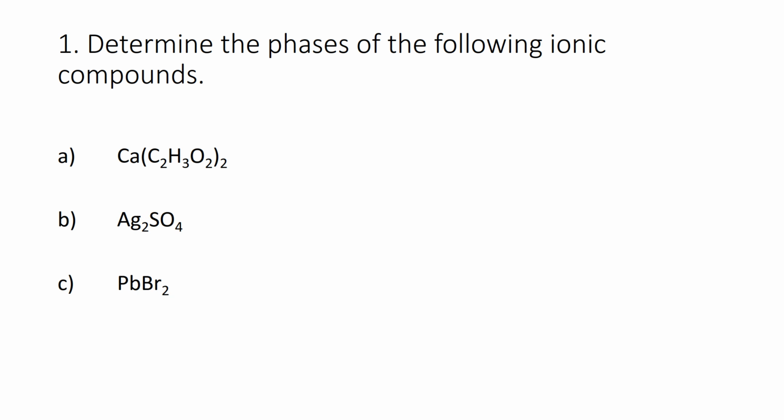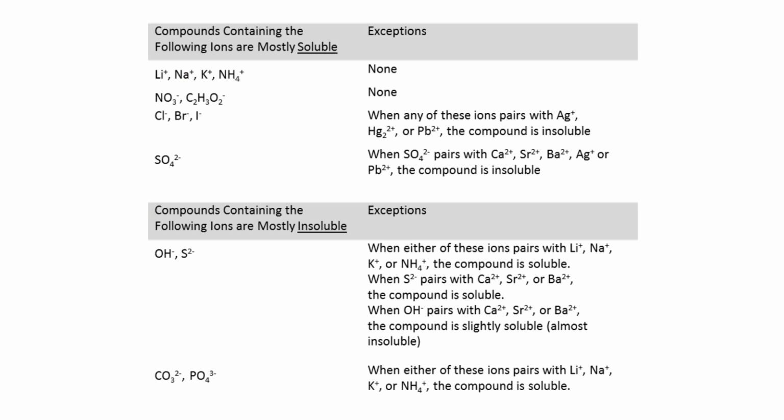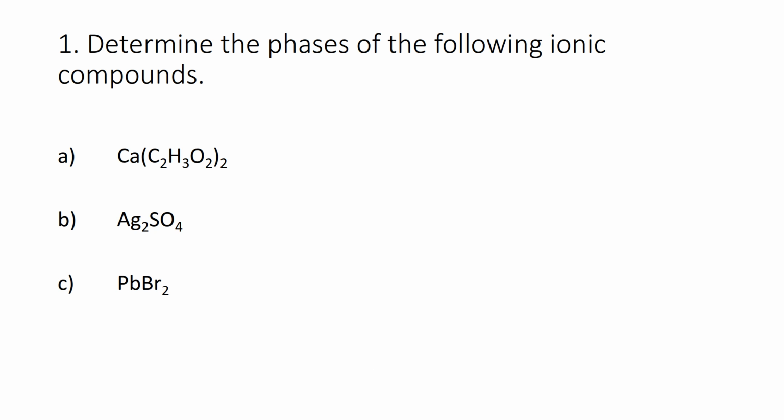1A, we have a calcium and an acetate, or a C2H3O2 part to this. If we go ahead and check the solubility chart, we can find acetate right here in the soluble section, and there are no exceptions to the rule, so no matter what this part bonds to, this anion, it will be soluble. So 1A is going to be aqueous, or you could call it soluble.